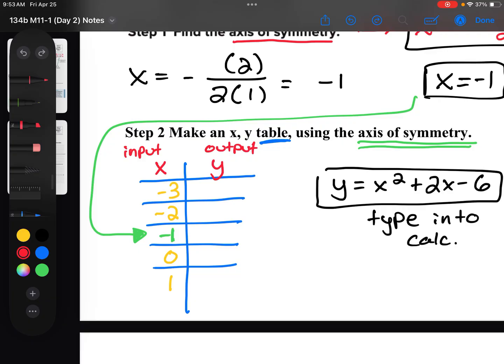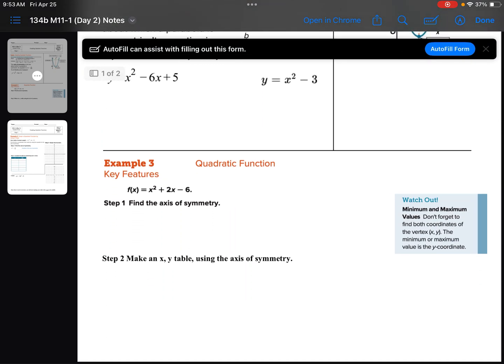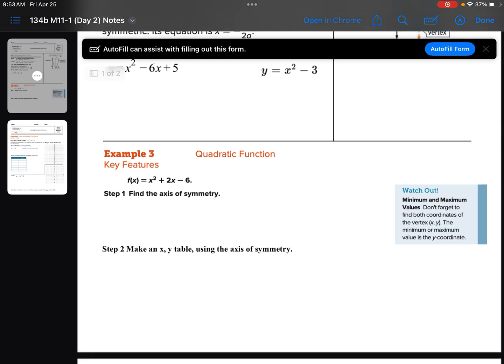Please rewind that or rewatch it at any point if you need to see how I got that again on the school calculator. And I'm going to write down our points that we got from the calculator using the table feature. So that's how to make an XY table using the axis of symmetry. Whoop, and there went my notes. So watch the video if you need to see those.